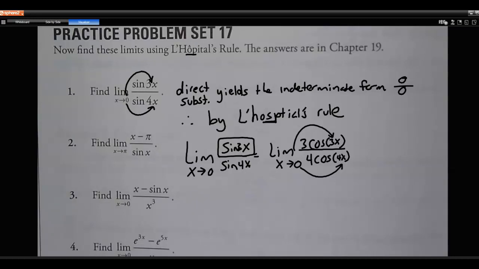If you plug in 0 for x, 3 times 0 is 0. Cosine of 0 is 1. And 1 times 3 will be 3. And on the bottom, cosine of 4 times 0 is going to be 1 times 4, which is 4. So the final answer is 3/4. Okay, so let's review. Step 1, direct substitution, make your statement. Step 2, state that the original limit is equal to this new limit, and then find the answer. And that's L'Hopital's rule. I'm going to let you guys do number 2 on your own.